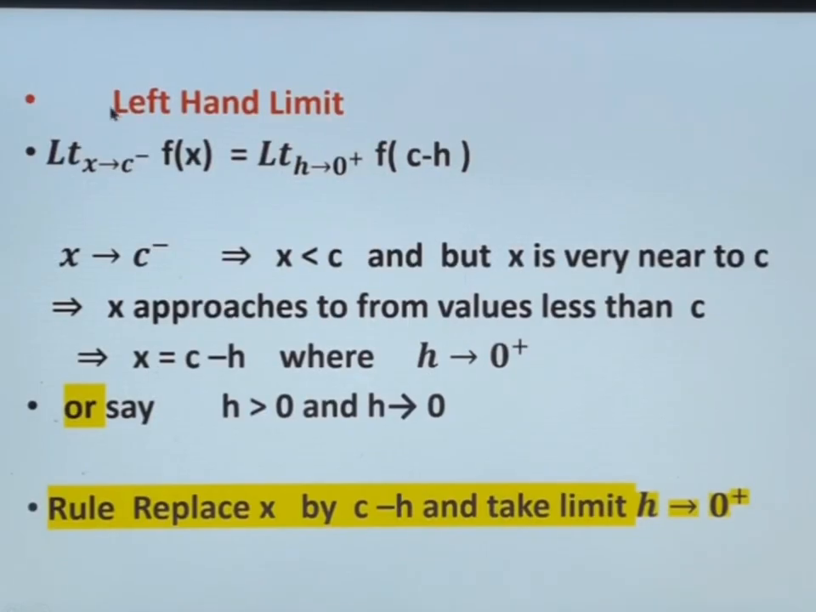Next is left hand limit. Now limit x tends to c minus f(x), that is equal to limit h tends to 0 plus f of c minus h. What it means? x tends to c minus, that means x less than c, but x is very near to c, that means x approaches to c from values less than c. So that implies x is equal to c minus h, where h tends to 0 plus, or we can say h is positive and h approaching to 0.